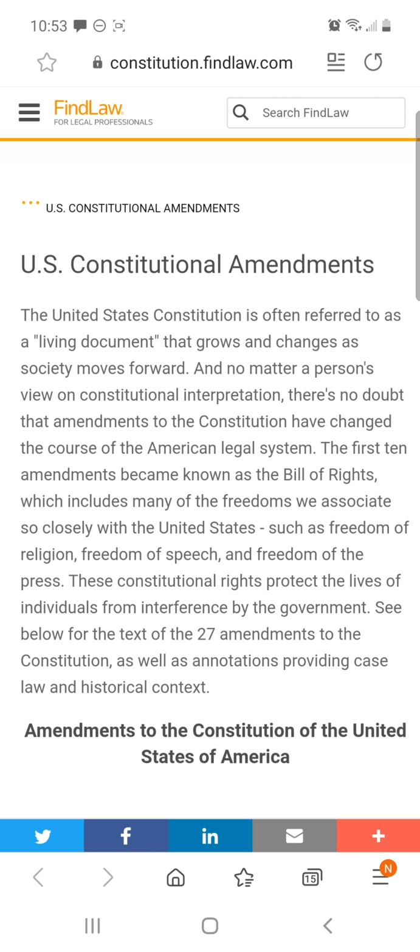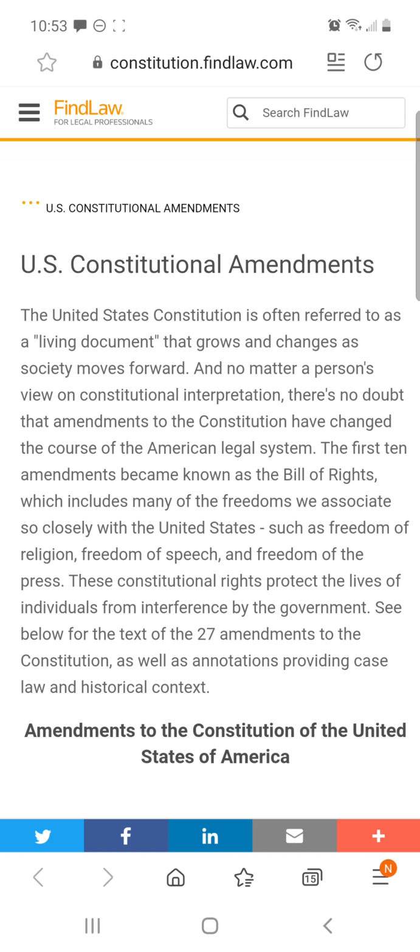The United States Constitution is often referred to as a living document that grows and changes as society moves forward. And no matter a person's views on constitutional interpretation, there's no doubt that amendments to the Constitution have changed the course of the American legal system. The first 10 amendments became known as the Bill of Rights, which includes many of the freedoms we associate so closely with the United States, such as freedom of religion, freedom of speech, and freedom of the press.